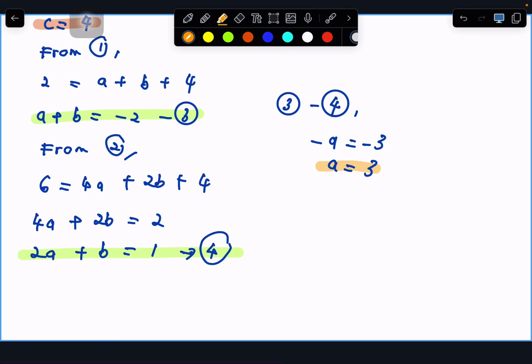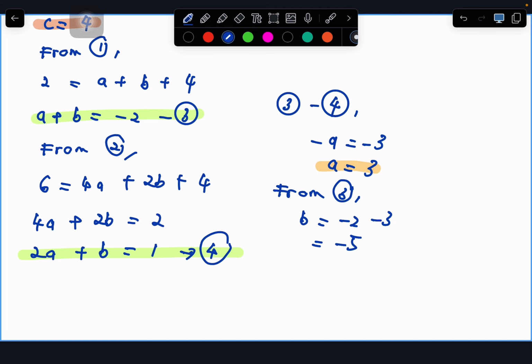And how do we find b? Pick equation 3 or equation 4. From equation 3, we have b equals minus 2 minus 3. This one is minus 5. So we have calculated our a, our b, and our c.